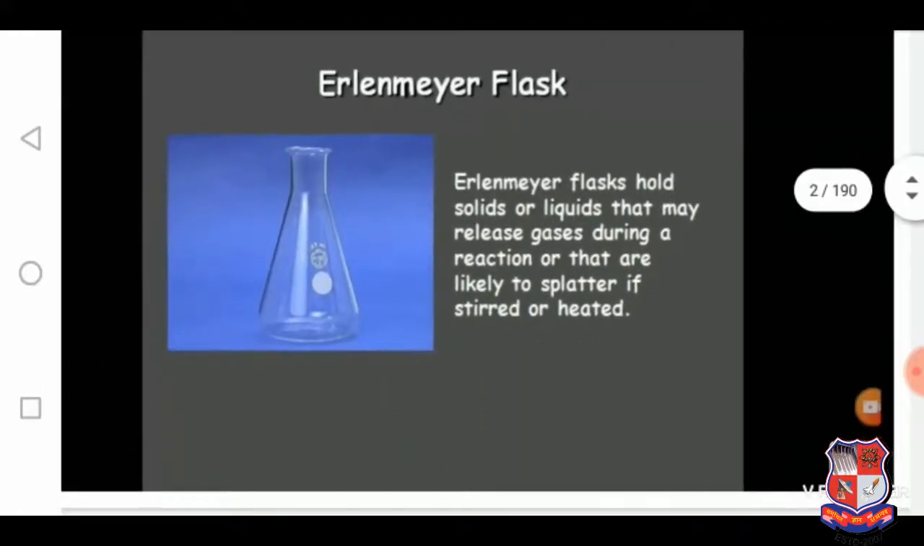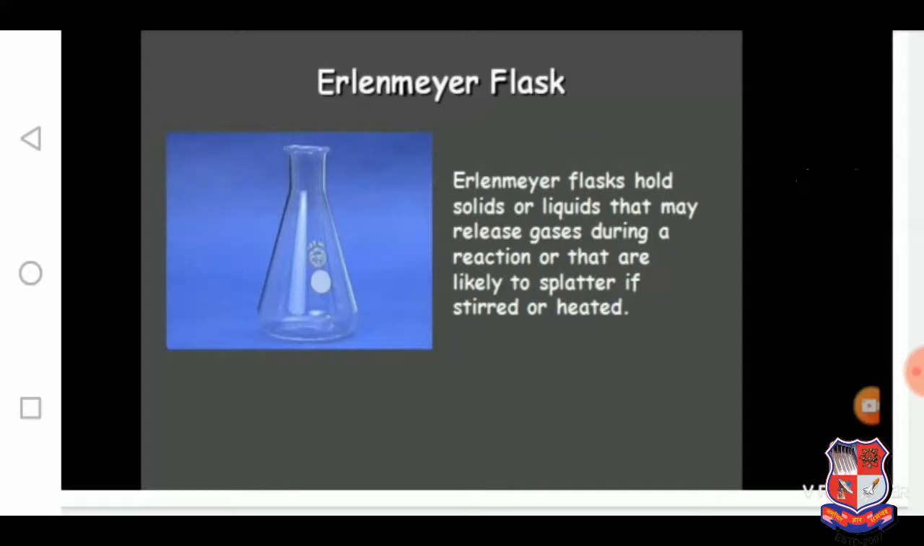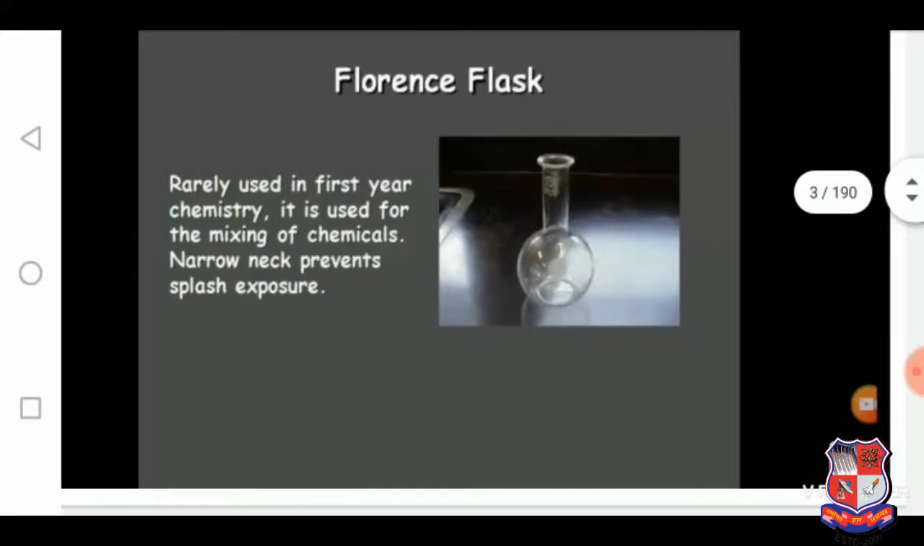Erlenmeyer flask. Erlenmeyer flasks hold solids or liquids that may release gases during a reaction or that are unlikely to splatter if stored or heated. Florence flask, rarely used in first year chemistry. It is used for the mixing of chemicals. The narrow neck prevents splash explosion.